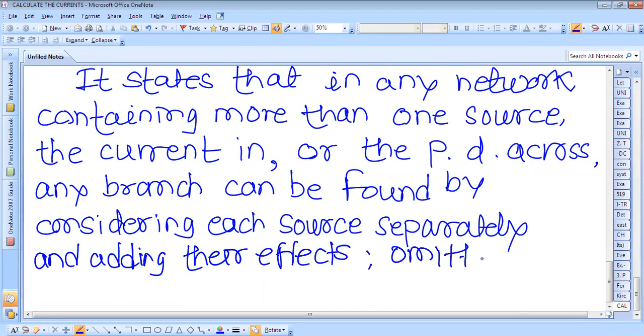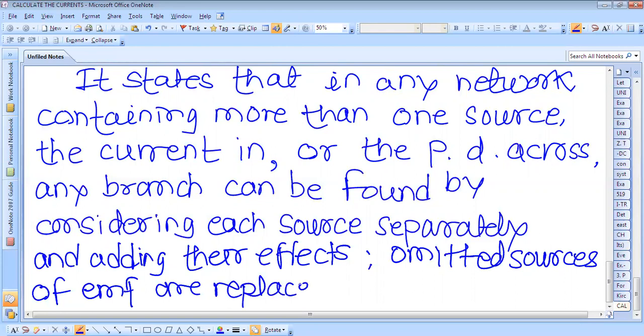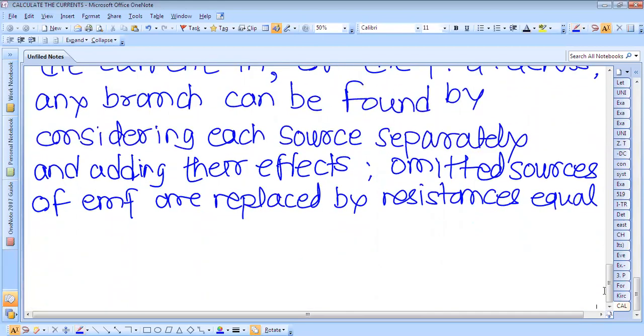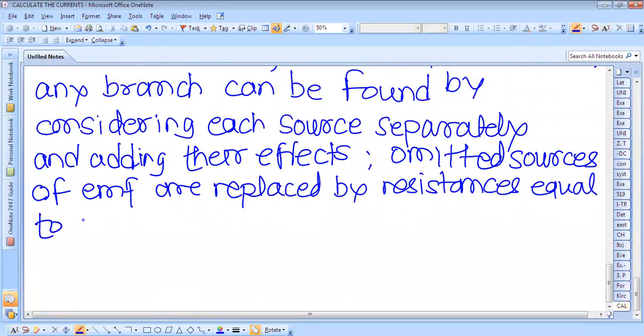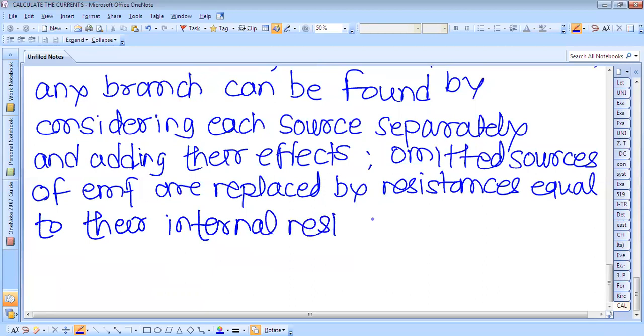Omitted sources of EMF are replaced by resistances equal to their internal resistances. This is the statement of the superposition theorem.